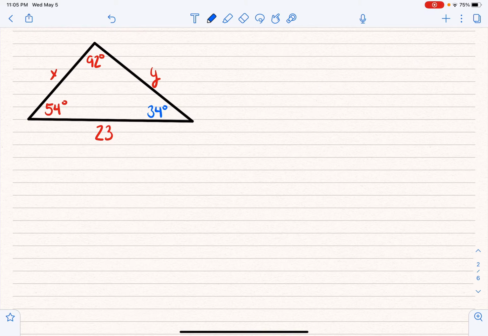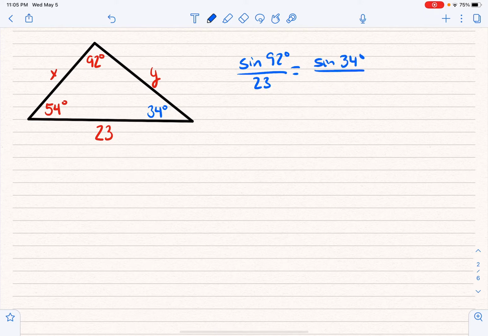Okay, and so then what I'm going to do is say that the sine of 92 degrees is to 23 in the same way that the sine of 34 degrees is to x. I'm going to skip a step there so I can keep this moving. So I know that x is equal to 23 times the sine of 34 degrees over the sine of 92 degrees. 23 times the sine of 34 degrees divided by the sine of 92 degrees. Make sure you're closing the parentheses on those. And I get that x is about 12.869, so it would be about 12.9.